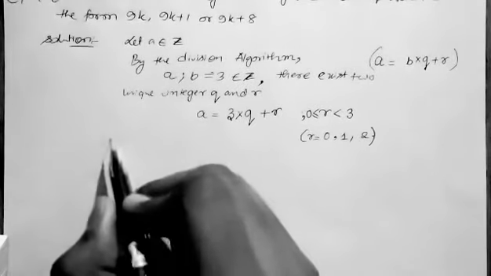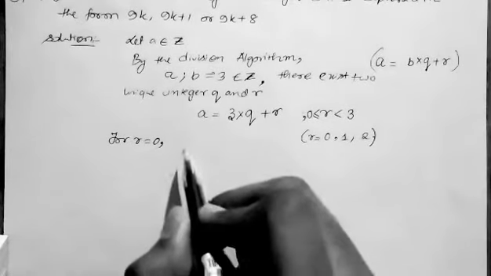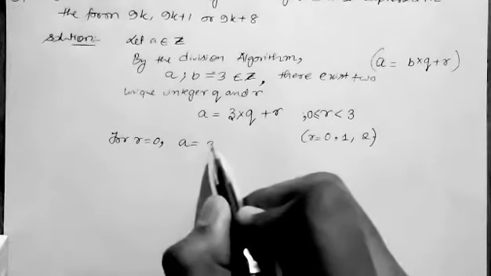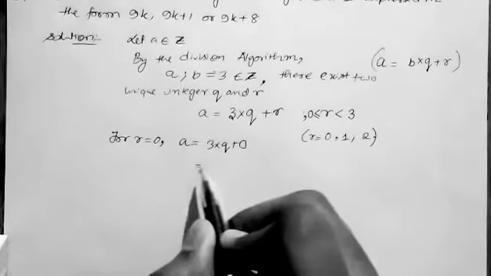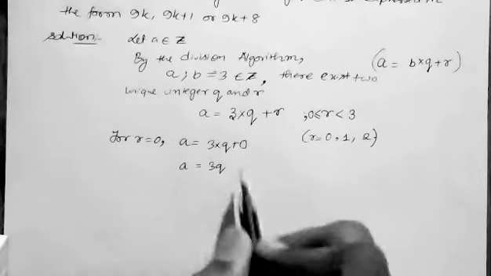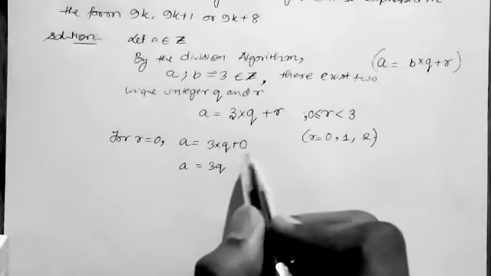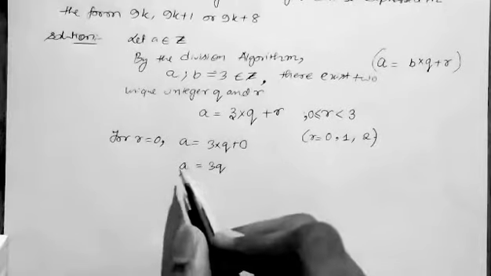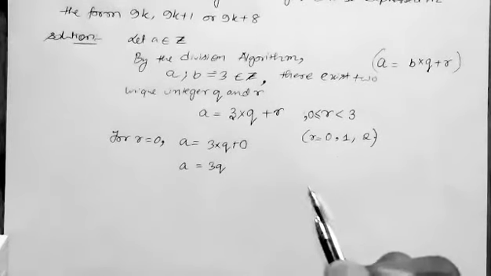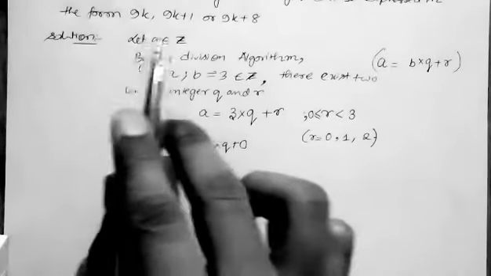Okay, so for r is equal to 0, if we consider the value of r to be 0, then what will be the expression for a? It will be 3 into q plus 0, which is nothing but 3q. So now we have got the expression of a as 3q. If the remainder is 0, then we can say that 3 divides a completely, and when you divide, you receive the quotient to be q. So this is the expression, and what we will do next, you will cube it so that we can express it in this form.